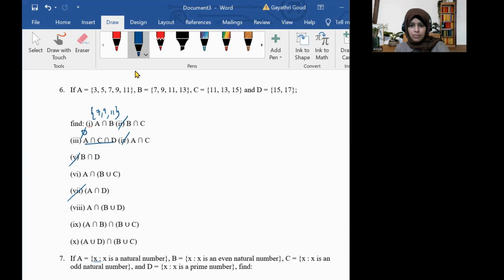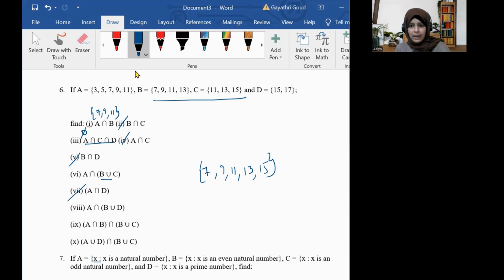Now, first let's do B union C. What do we get when you do B union C? We get 7, 9, 11, 13, 15. B union C is 7, 9, 11, 13, 15.